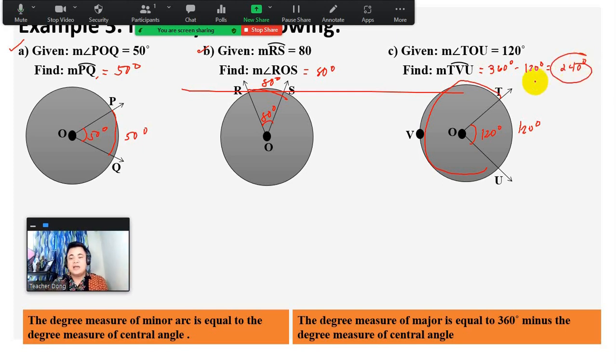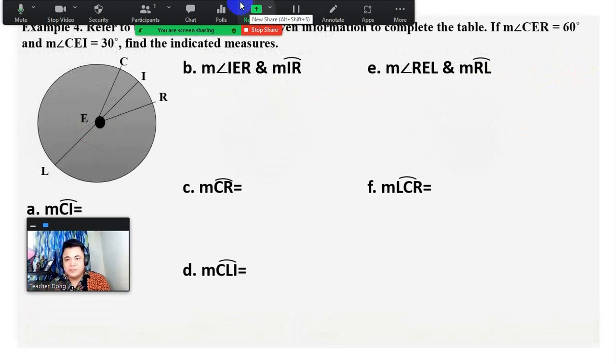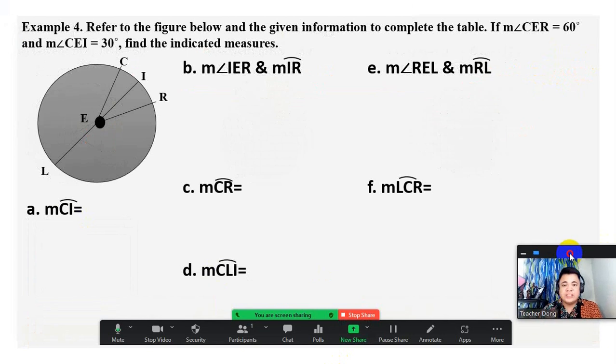Okay, that's it. Now let's go to the challenging example. Example 4. Refer to the figure below and the given information to complete the table. If the measurement of angle CER, this one, is 60 degrees, and the measurement of angle CEI is 30 degrees, find the indicated measures. First, we are looking for arc CI. So arc CI is this, and the central angle is 30 degrees. Therefore, we can say that this is also 30 degrees. No need to solve, just look at the diagram.